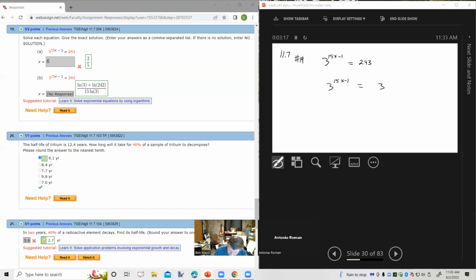Well, it turns out that 243 is 3 times 81, which is 3 times 9 times 9, which is 3 times 3 times 3 times 3 times 3, which is 3 to the 5th power. So in other words, I can do 3 to some power equals 3 to some power. So now I can take the exponents and set them equal to each other and then solve for x. I'm going to add 1 to both sides. 15x equals 6. Divide both sides by 15. X equals 6/15. Divide the top and the bottom both by 3. X equals 2/5.